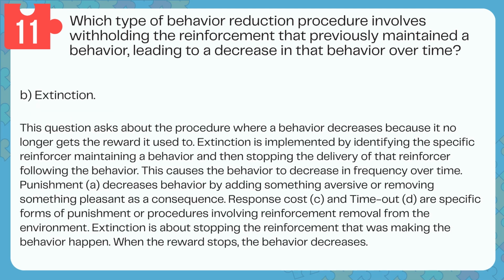Answer: B. Extinction. This question asks about the procedure where a behavior decreases because it no longer gets the reward it used to. Extinction is implemented by identifying the specific reinforcer maintaining a behavior and then stopping the delivery of that reinforcer following the behavior. This causes the behavior to decrease in frequency over time. Punishment, A, decreases behavior by adding something aversive or removing something pleasant as a consequence. Response cost, C, and timeout, D, are specific forms of punishment or procedures involving reinforcement removal from the environment. Extinction is about stopping the reinforcement that was making the behavior happen. When the reward stops, the behavior decreases.